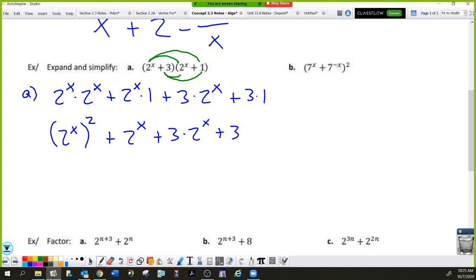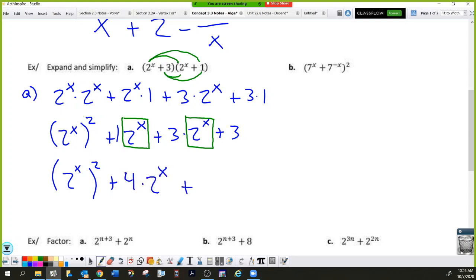Lastly, if I were to treat 2 to the x as a green box, can we agree that this says 1 green box plus 3 green boxes? Can we agree to that? So that would give me 4 green boxes, correct? Okay. Clearly, I'm going to have to clear some stuff. But here's plus 4 green boxes. Ta-da.